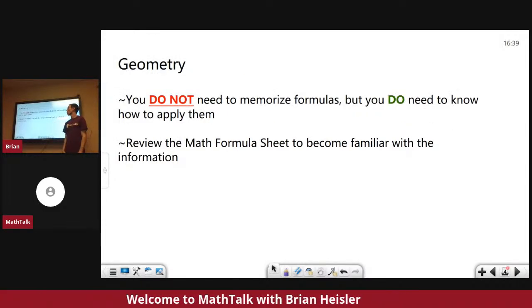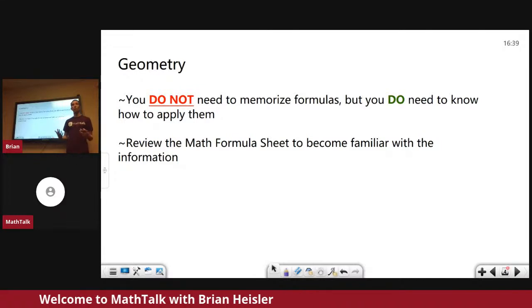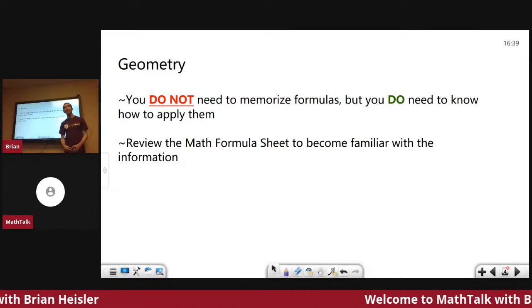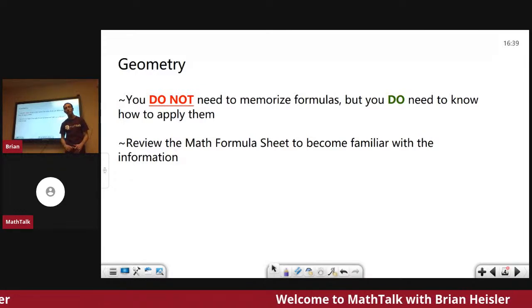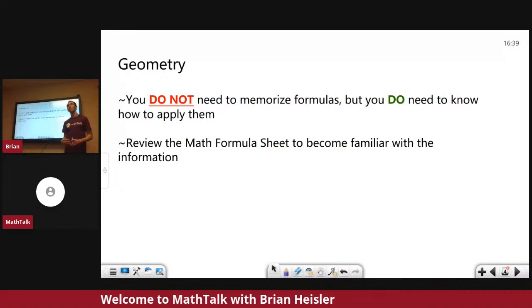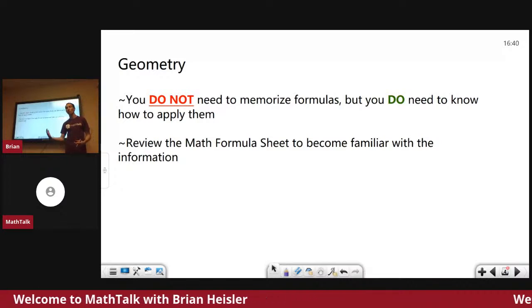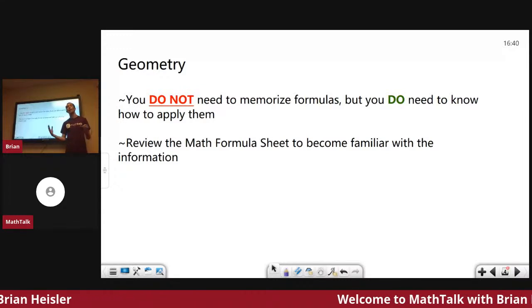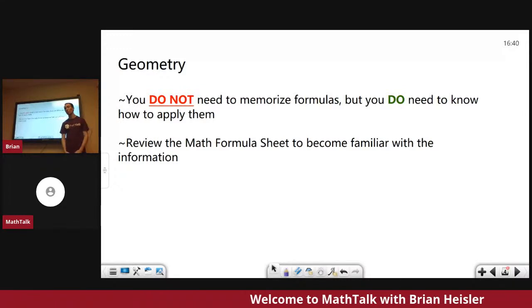geometry. So geometry, there's really only one thing I want to highlight in geometry: there is a formula sheet that you're given on the GED math test. It's built into your test itself. But I know at the testing centers that we have in Palm Beach County, they will give you a hard copy of it if you wanted to have it, to kind of touch it, feel it, as opposed to looking at it on the computer.